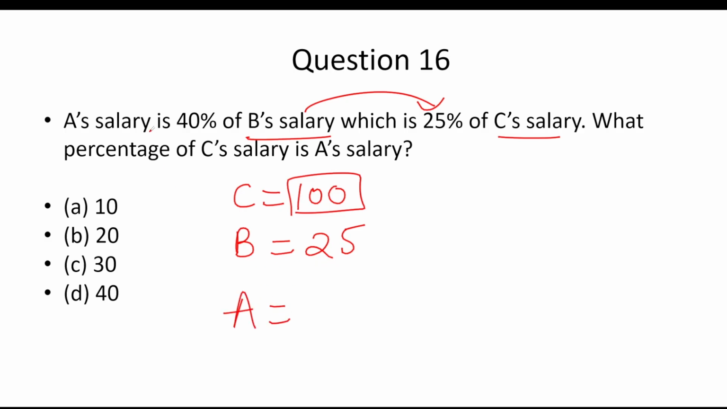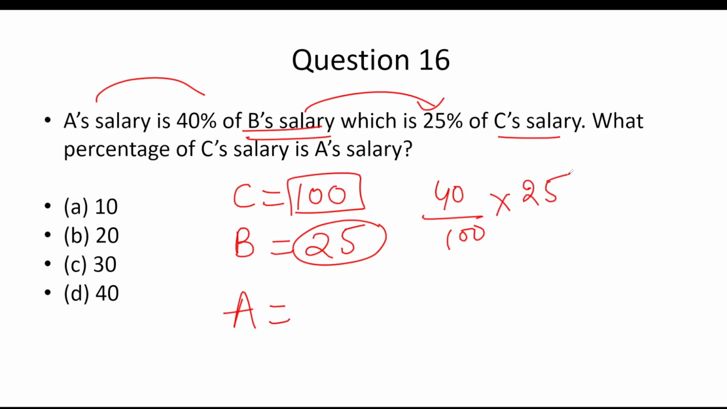What will be A's salary? A's salary is 40% of B. Can you find 40% of 25? Yes, like this, 40% of 25, zeros cancel. You can cancel this, the table of 5, it is 10. The salary of A is 10. The question is, A's salary is what percent of C's salary?